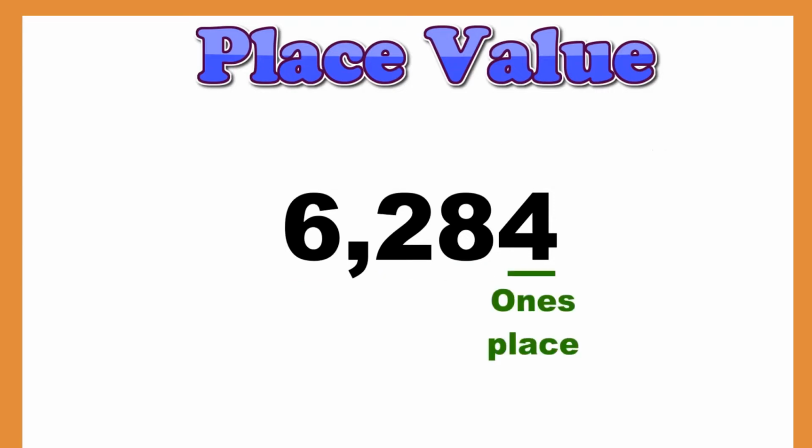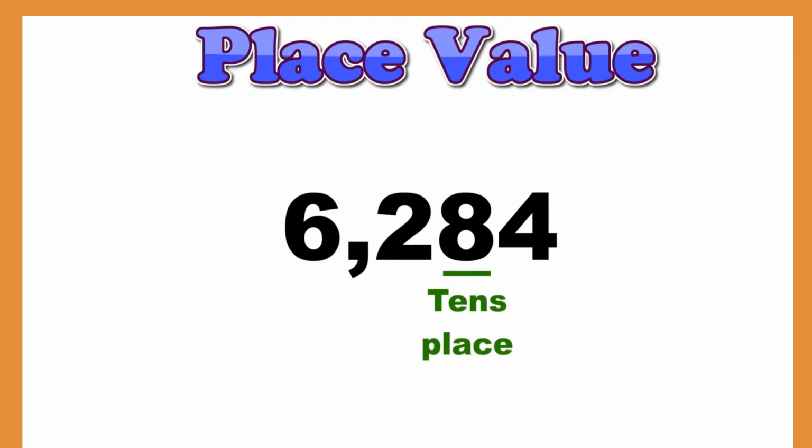This lets us know that the number 6,284 has four ones. This is what four ones looks like. The 8 is also a digit. It is in the tens place. The tens place lets us know how many groups of 10 a number has. Since this number has an 8 in the tens place, we know that there are 8 groups of 10. 8 groups of 10 is equal to 80. 8 tens look like this.